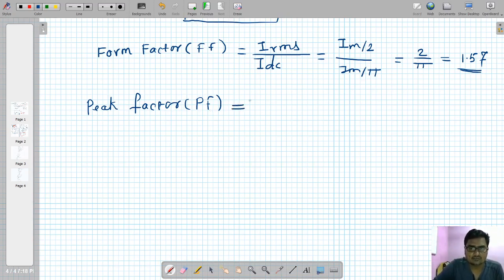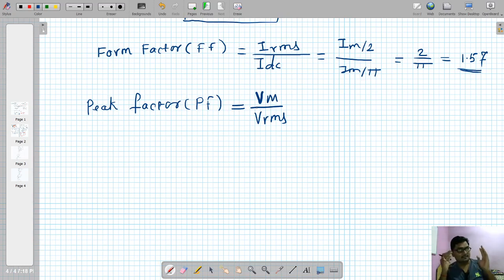It is a ratio. I am not going to write a definition. I will write the equation directly. It is a ratio of maximum value, or I can say peak value, to the RMS value. Form factor we have written in the form of current. Here I will use voltage. Vm divided by V RMS. It is the peak factor, meaning the peak voltage available divided by the RMS voltage.